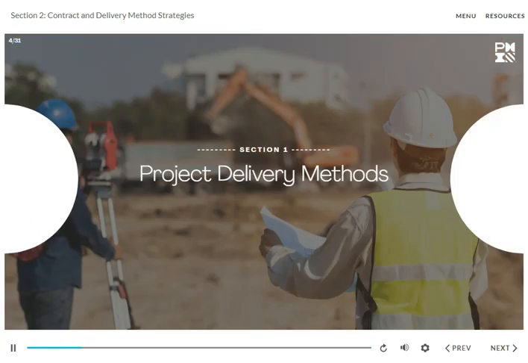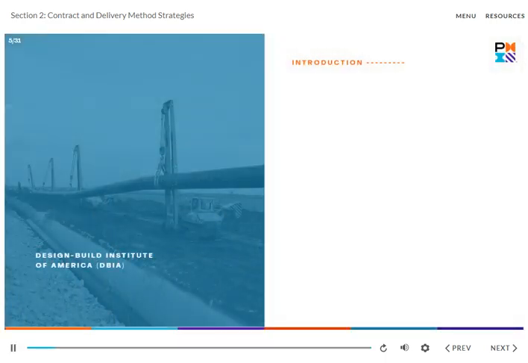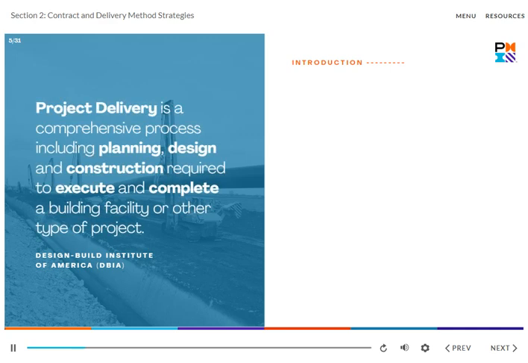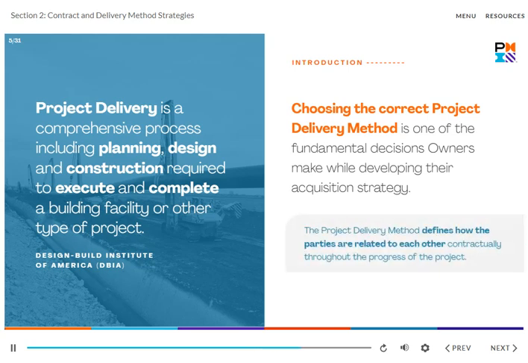In this section, we will discuss the different project delivery methods used in the built environment industry and how to choose the right delivery method for your project. According to the Design Build Institute of America, or DBIA, project delivery is a comprehensive process including planning, design, and construction required to execute and complete a building facility or other type of project. Choosing the correct project delivery method is one of the fundamental decisions owners make while developing their acquisition strategy. The project delivery method defines how the parties are related to each other contractually throughout the progress of the project.